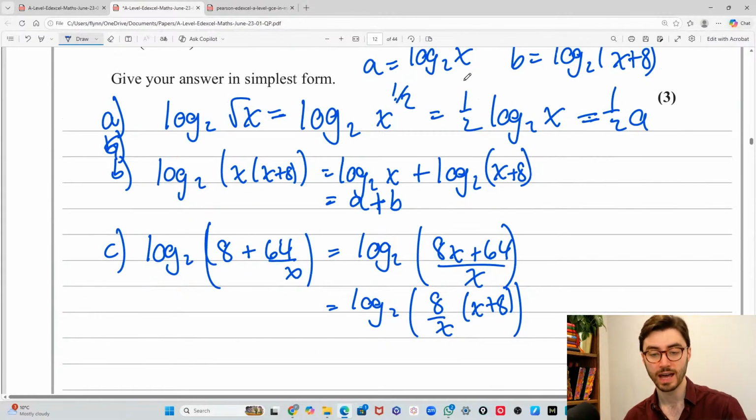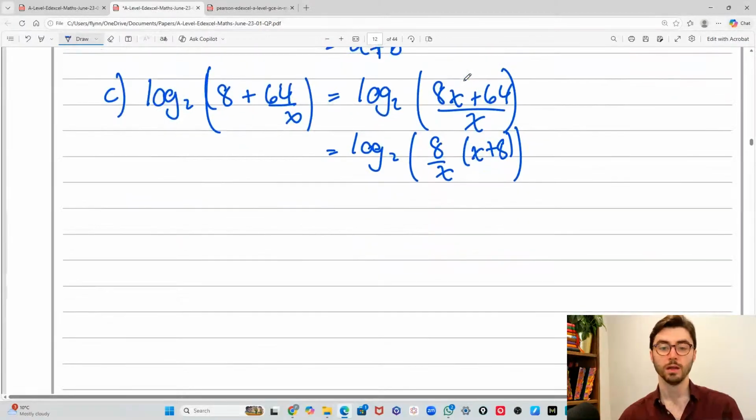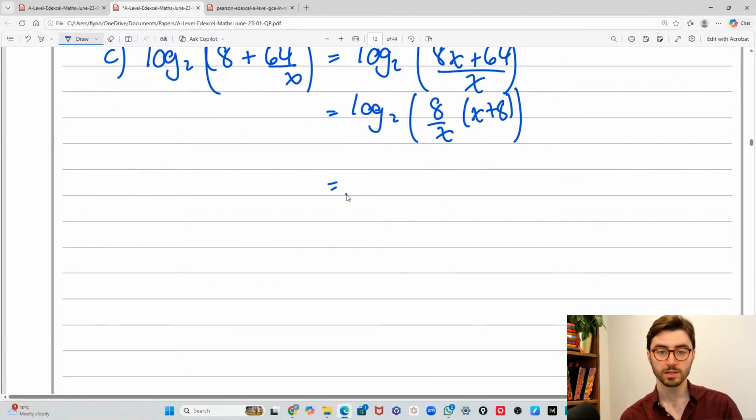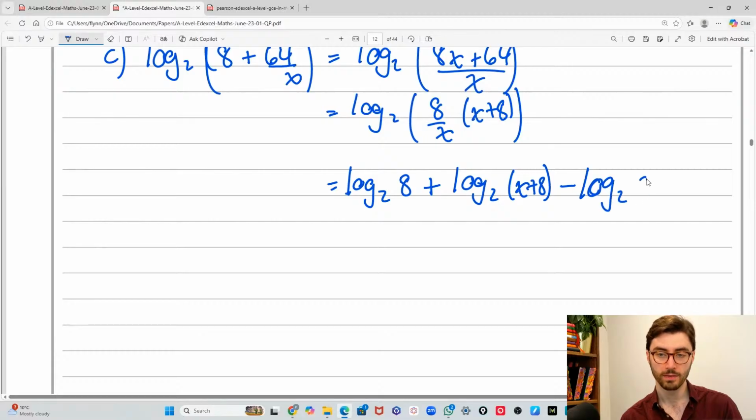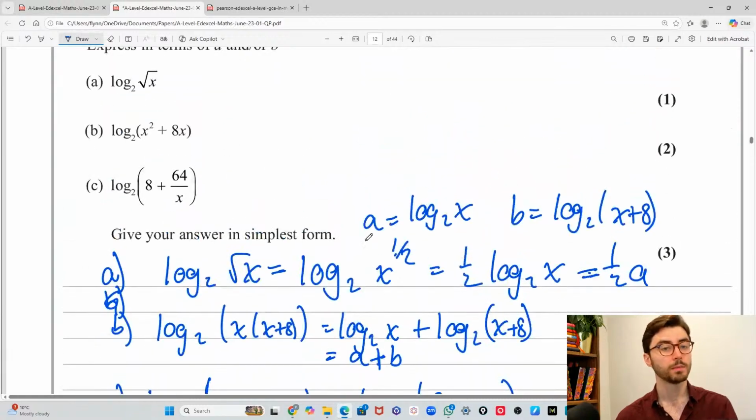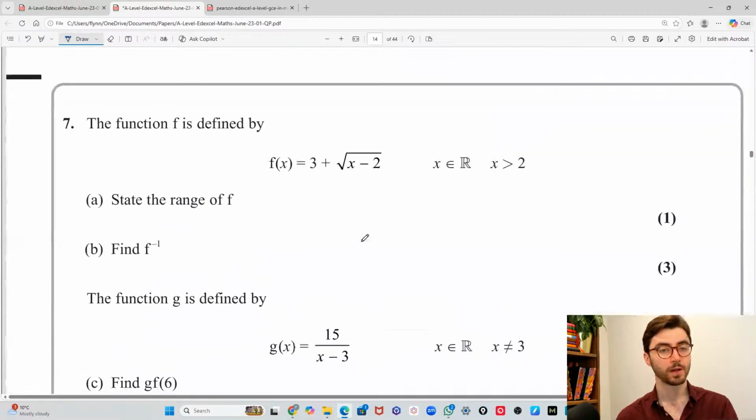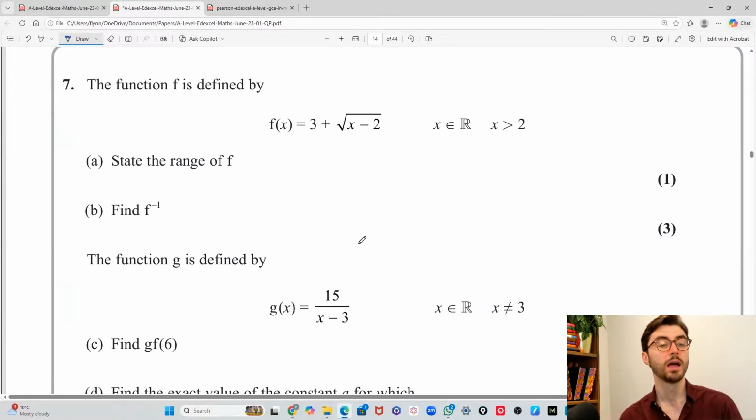Oh, okay, I can see what's going to happen now. So using my log laws, that is log to base 2 of 8 plus log to base 2 of x plus 8 minus log to base 2 of x. Log to base 2 of 8 is equal to 3, so it's 3 plus b minus a. So that was fun. Little tricky. Great. Log laws done.